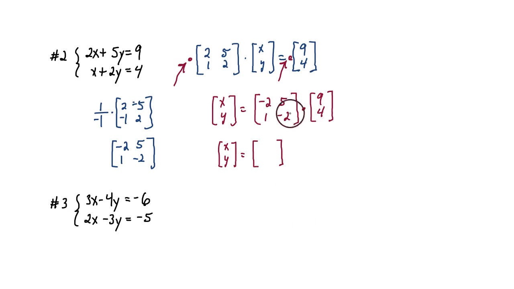Okay, now we're ready to actually multiply these. Negative 2 times 9 is negative 18, plus 5 times 4, which is 20, so that makes 2. 1 times 9 is 9, plus negative 8, and so this makes 1. The answer is the ordered pair, 2, 1.